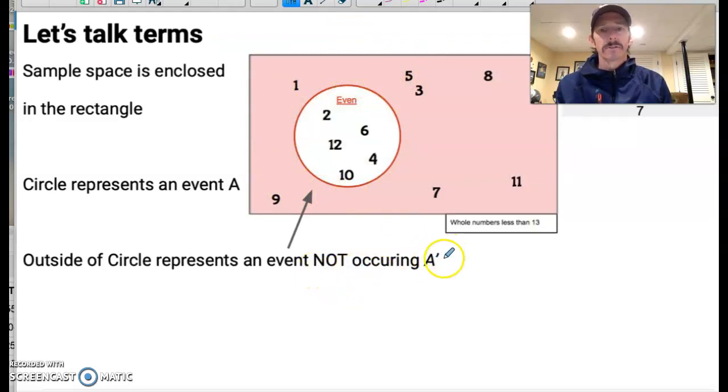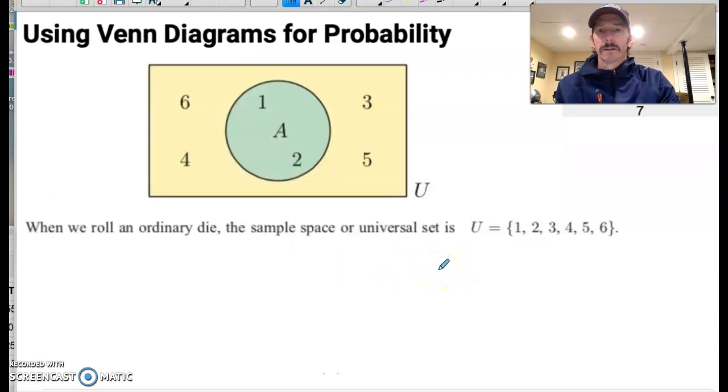Again, this is the notation for a complement. If even numbers are event A, the rest of these numbers are outside of that circle, yet still in your entire sample space of numbers less than 13, and they are not A. That little notation is not A.